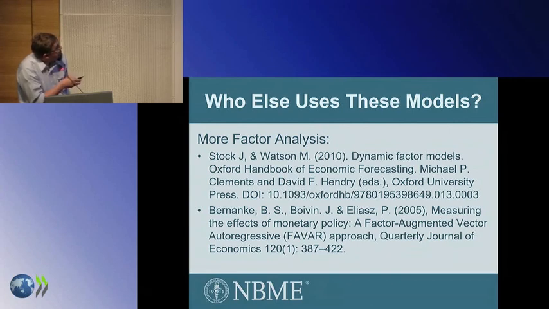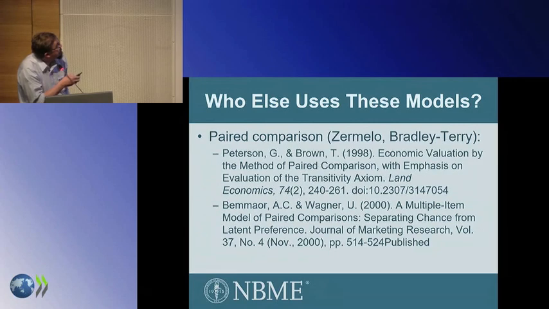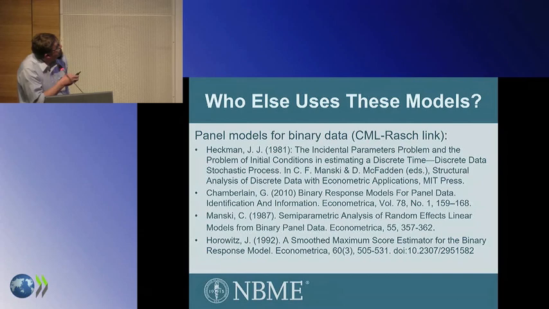There's a lot of factor models. This guy here was the head of the Fed, I guess, has been working on factor models. This paper has been cited 2,000 times. The paired comparison even shows up, I think, more in the land of economics. And this is my favorite here, because there I felt really at home. So panel models for binary data are essentially Rasch models in many ways, so some of them at least, or the Rasch models are part of the panel models for binary data, I should rather say.